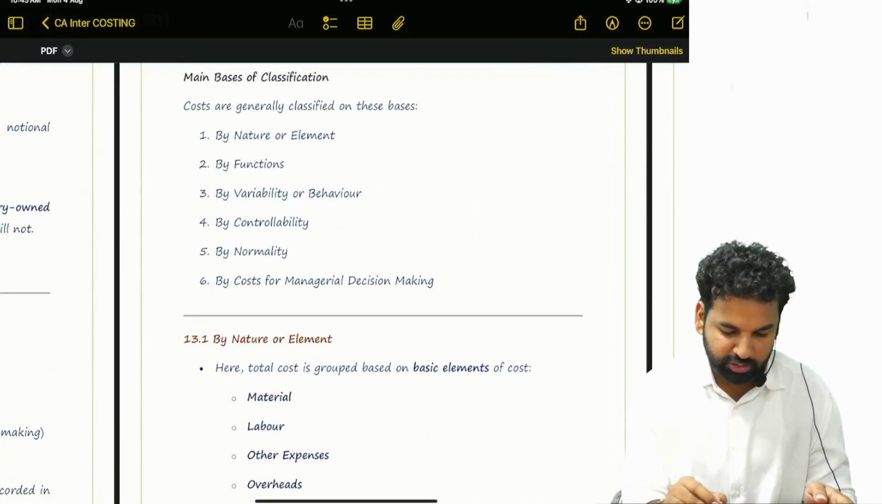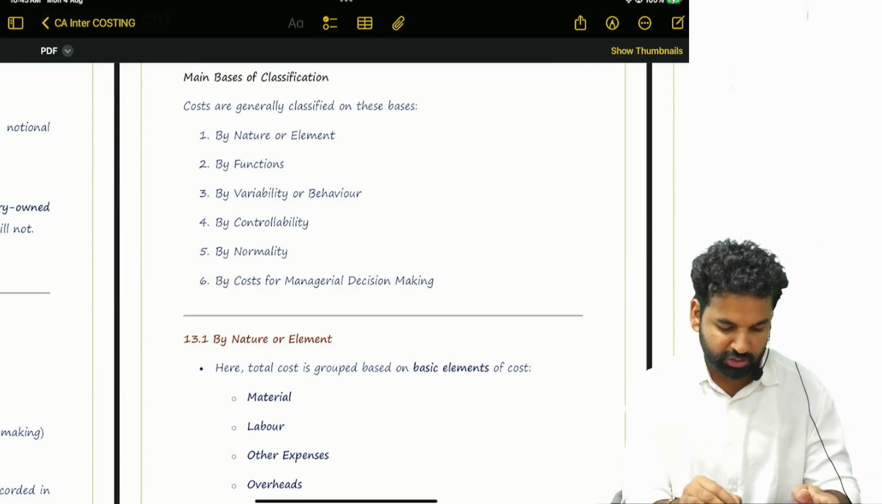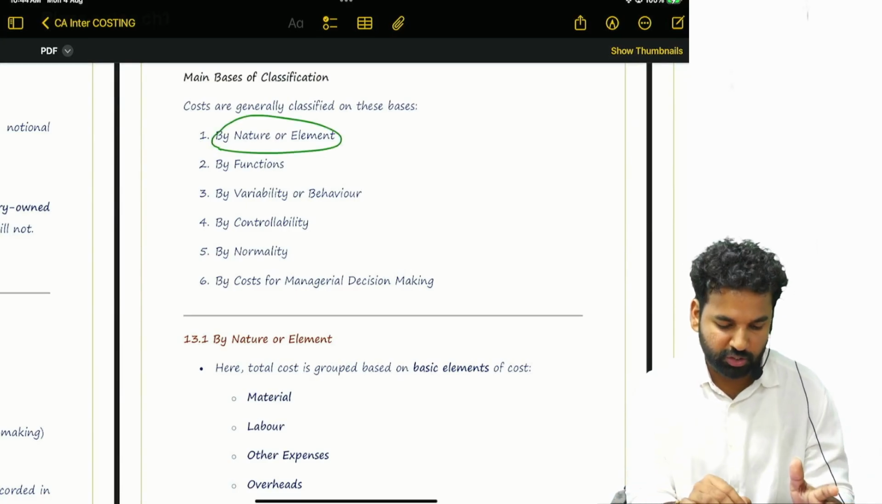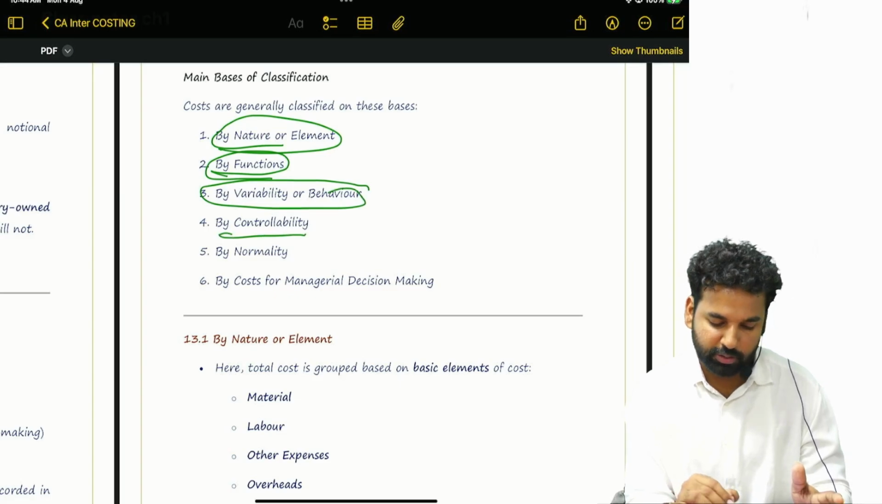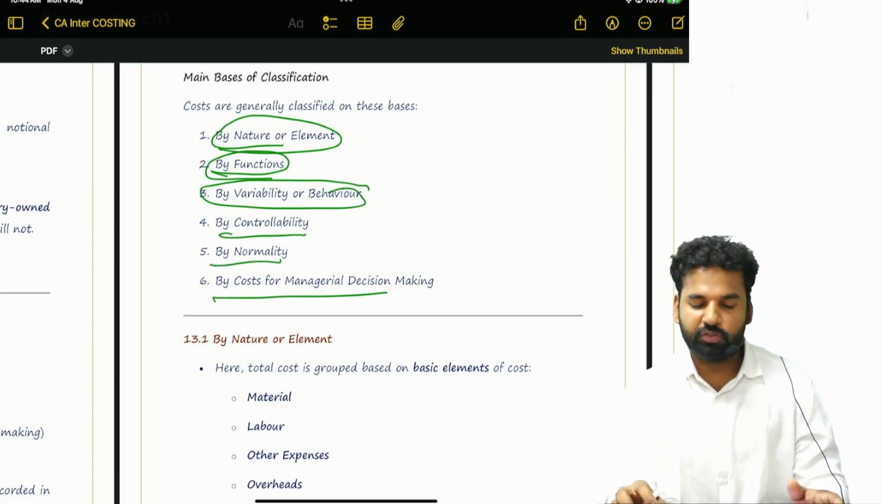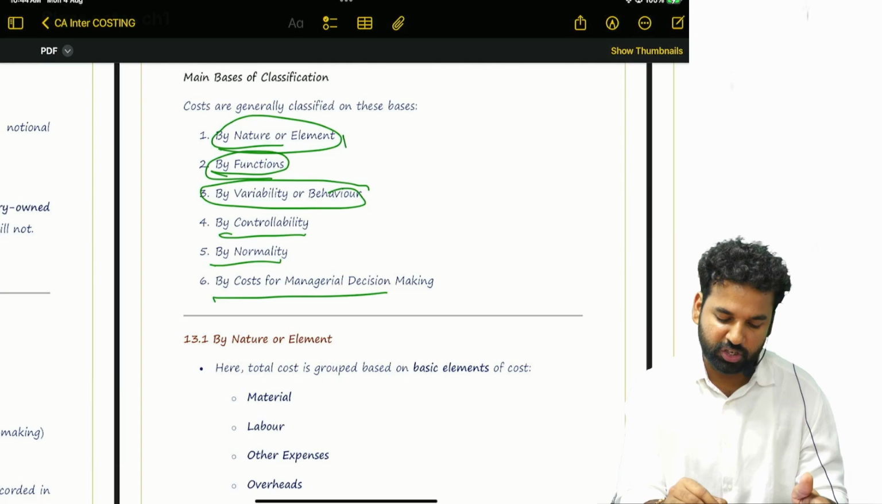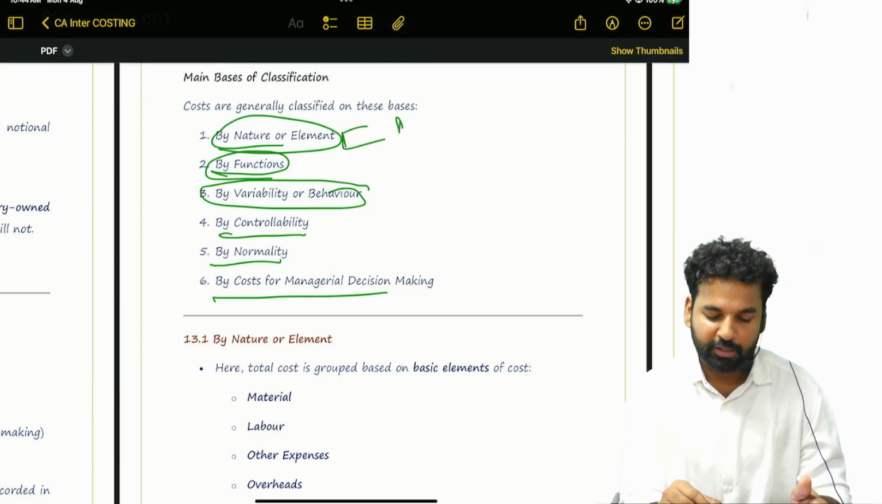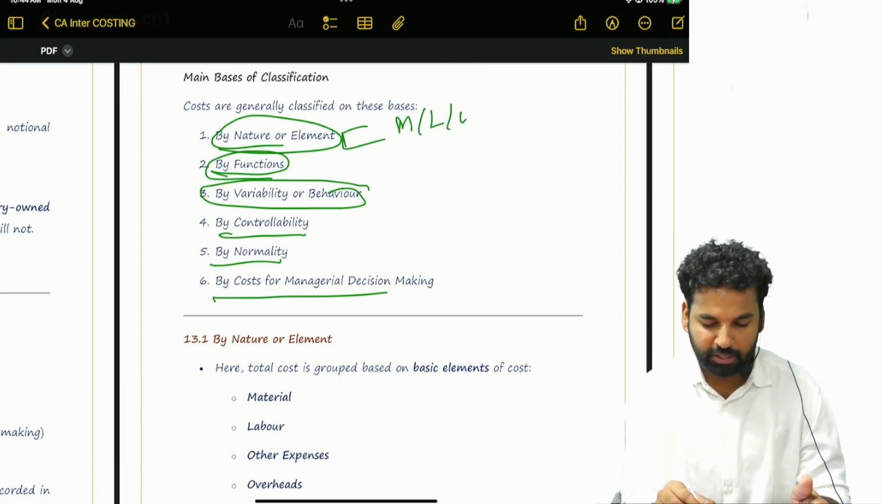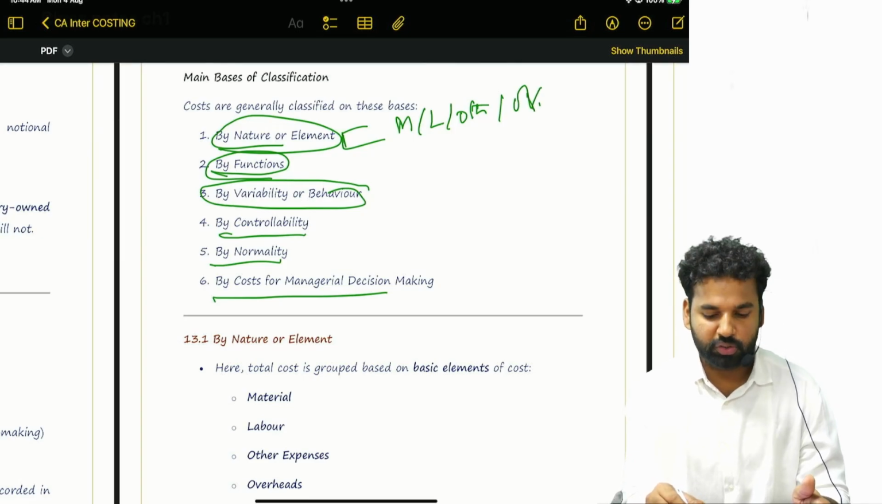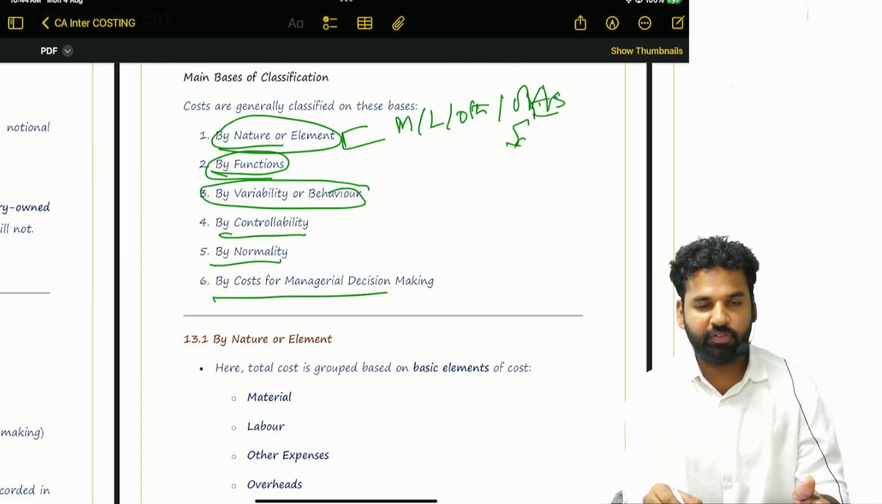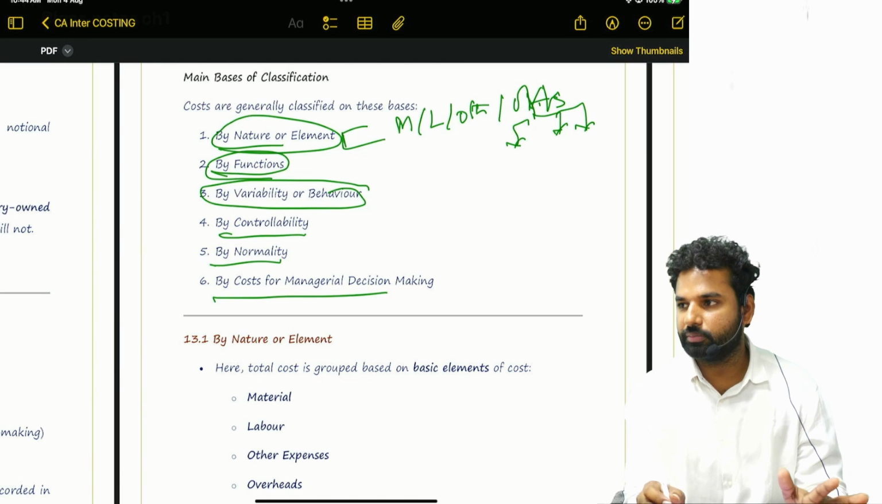So costs are generally classified on these bases. These are the 6 bases: nature or element, by functions, by variability or behavior, by controllability, by normality, by cost for management decision. Based on the nature or element, what are the classifications? Material, labor, other expenses, overheads. In overheads, sub-classification is also there. This we have seen.